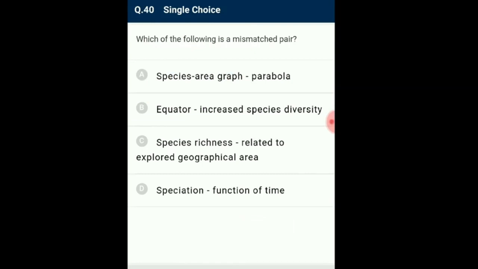Question number 40. Which of the following is mismatch? Here there are four statements given. Out of four statements, statement A, species area graph, that is parabola, is the incorrect one. B, C and D are correctly given. So the mismatched one is option A.